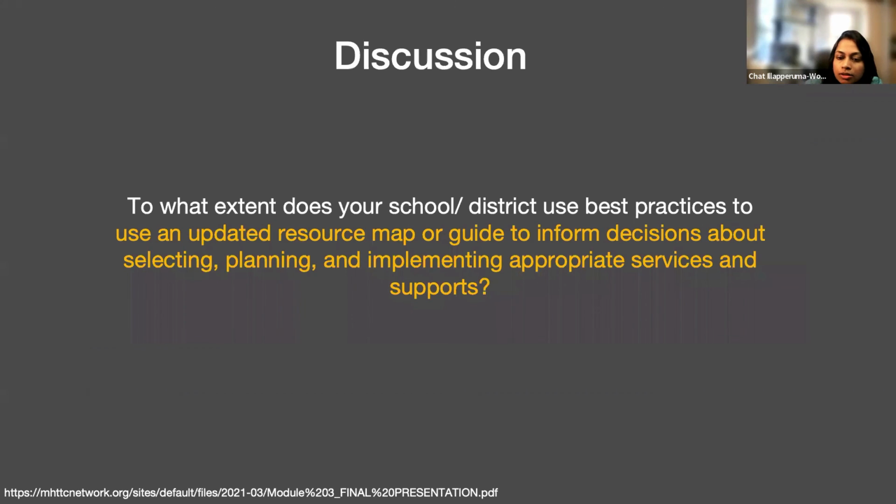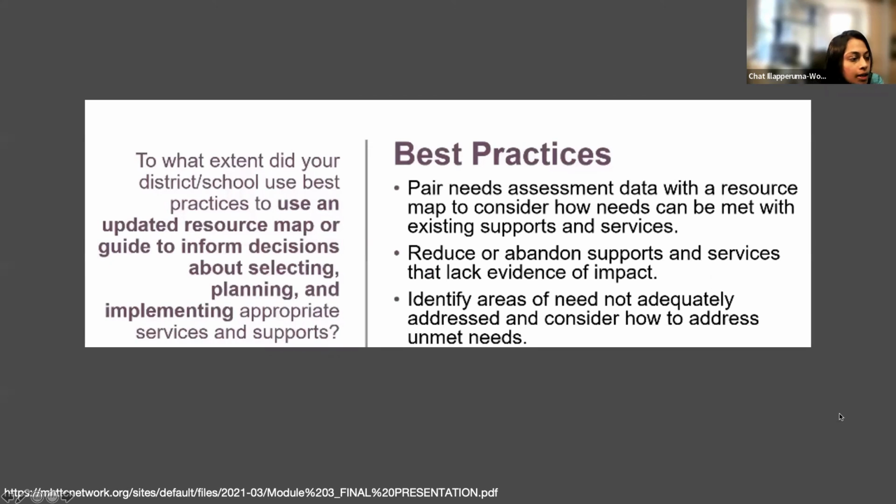Okay. So this is our last discussion question. To what extent does your school or your school district use best practices to use an updated resource map or guide to inform decisions about selecting, planning, and implementing appropriate services and supports? And for the sake of time, I do want to share an example of a resource map. So I wanted to share this best practice.